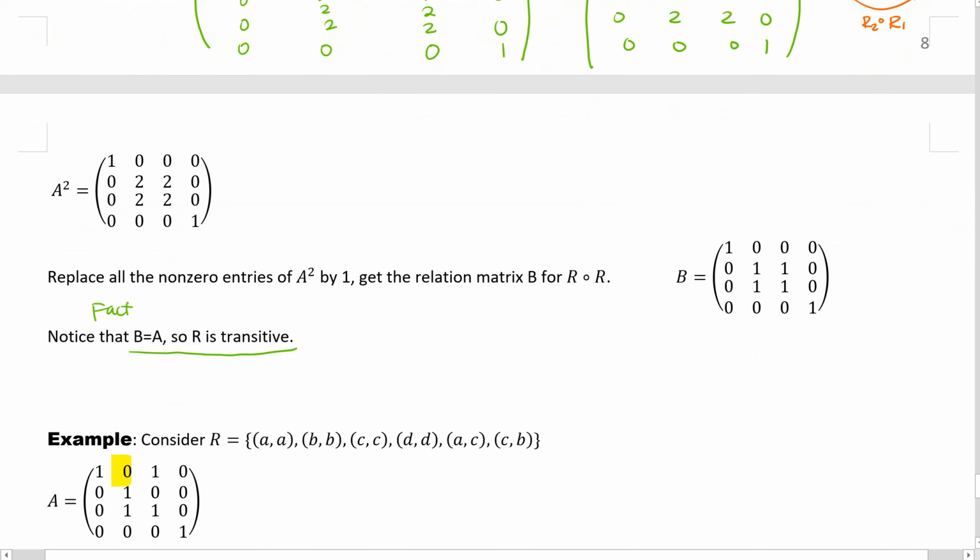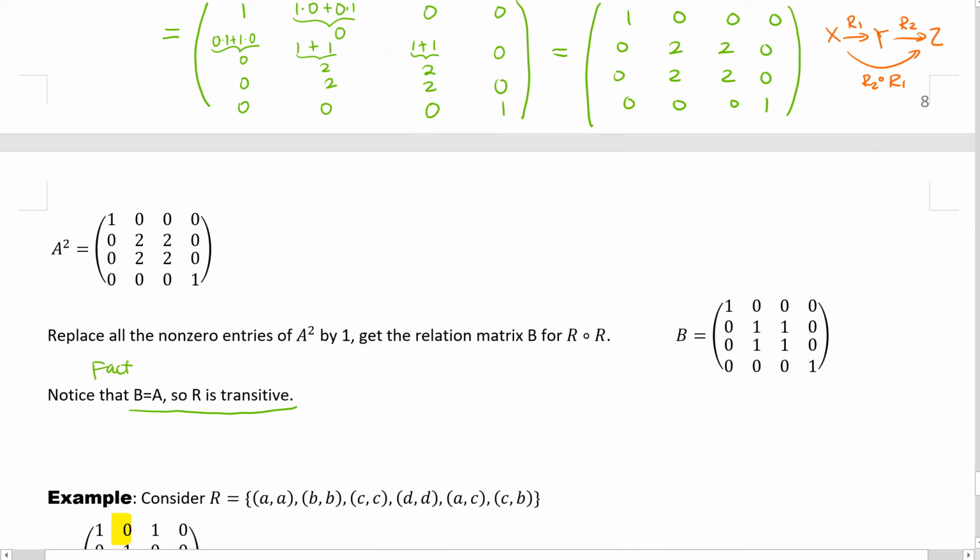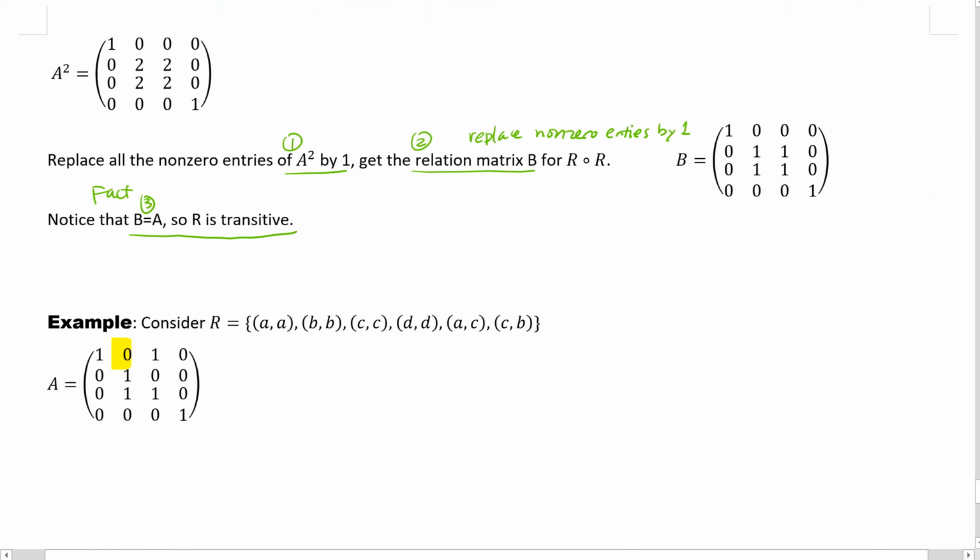So again, how do we get it? First, you compute the matrix A squared. That's the first step. Second, you get the relation matrix for R composite R. And how do you do it? You just replace the non-zero entries of the products by 1. And then the third step, you compare with the matrix A. If they're the same, then you can conclude R is transitive. Is that clear, everybody? Let's do one more example.